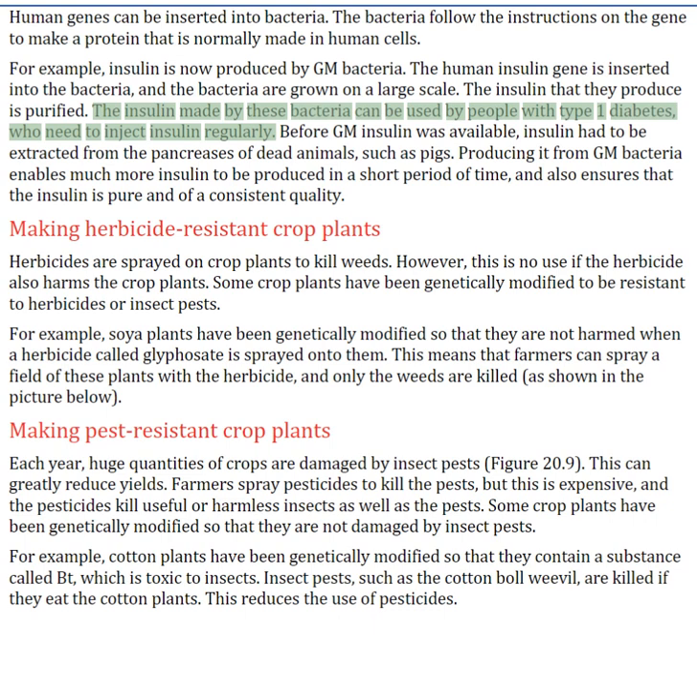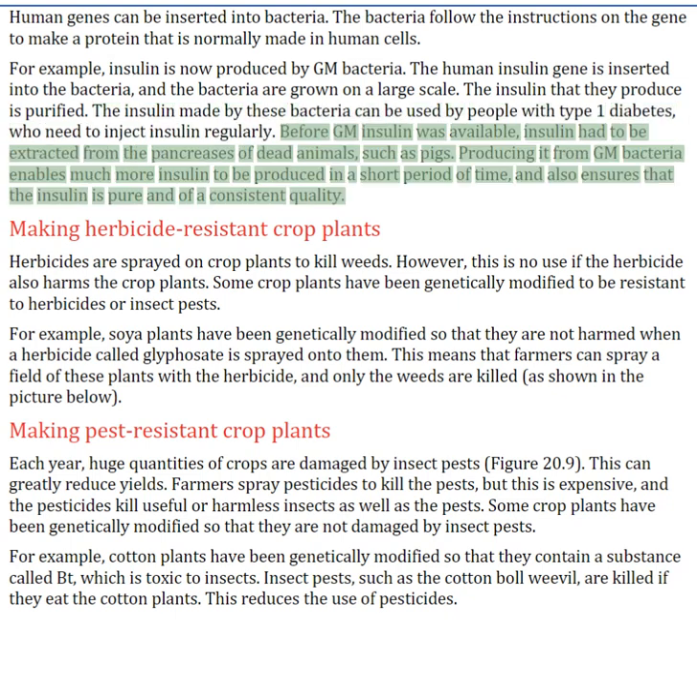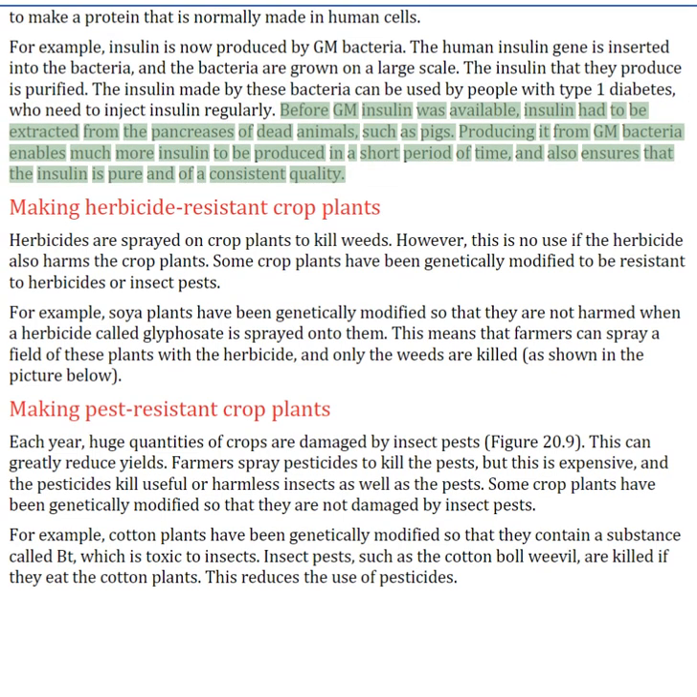The insulin made by these bacteria can be used by people with type 1 diabetes who need to inject insulin regularly. Before GM insulin was available, insulin had to be extracted from the pancreases of dead animals, such as pigs. Producing it from GM bacteria enables much more insulin to be produced in a short period of time, and also ensures that the insulin is pure and of a consistent quality.